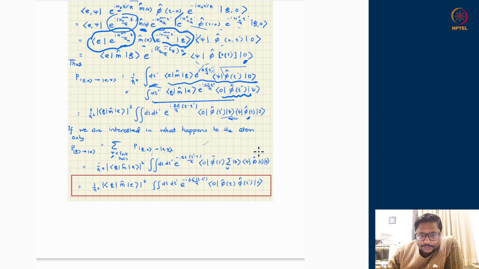That means it's an outer product of all basis elements, and this constitutes an identity in the field space. So therefore, if I just want to ask this limited question, what is the probability of atom's excitation, then that limited question gets answered by this exponential, the double integral, this exponential.